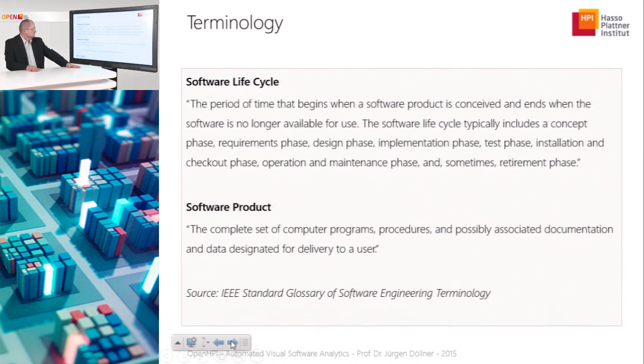According to the methodology, these stages that are described here are arranged on a time axis. If you, for example, use agile methods, then you have several iterations and these stages are repeatedly done. The software product represents a complete set of computer programs, procedures, and possibly associated documentation and data designed for delivery to a user. Both definitions are taken from the IEEE glossary on software engineering.